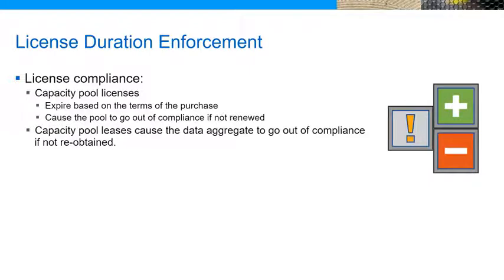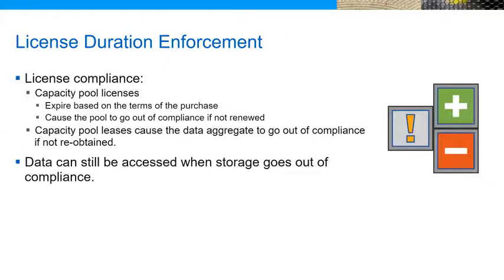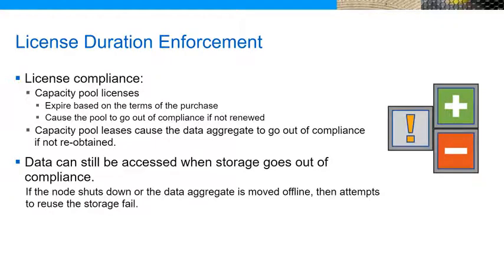If a data aggregate lease is not renewed, the previously leased capacity goes back to the pool and is made readily available for other storage operations if the capacity pool license is still valid. If both the license and the lease expire, the storage goes out of compliance. During this time, you can still access the associated data. However, if the node is shut down or the data aggregate is moved offline, attempts to reuse the storage fail.